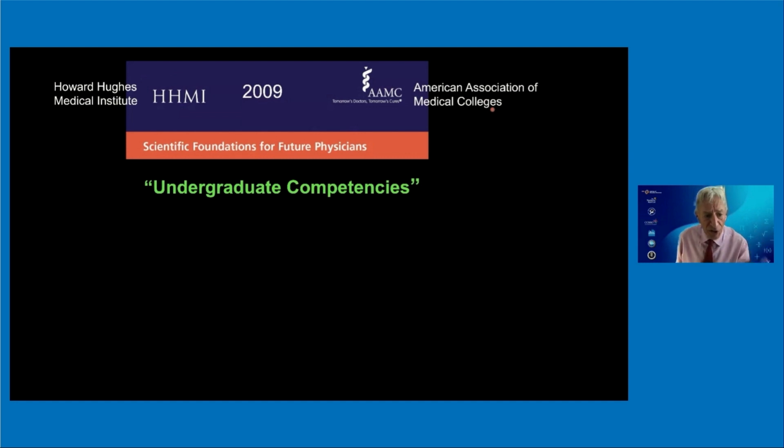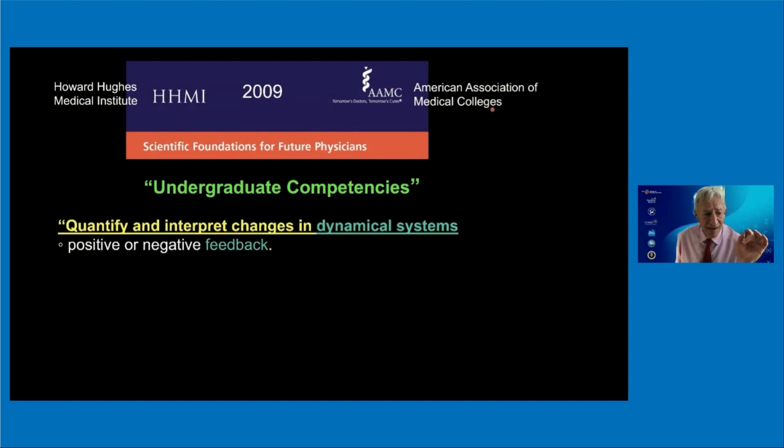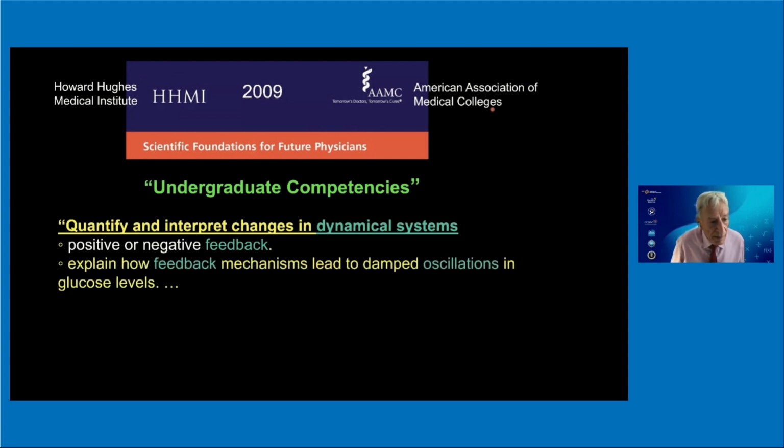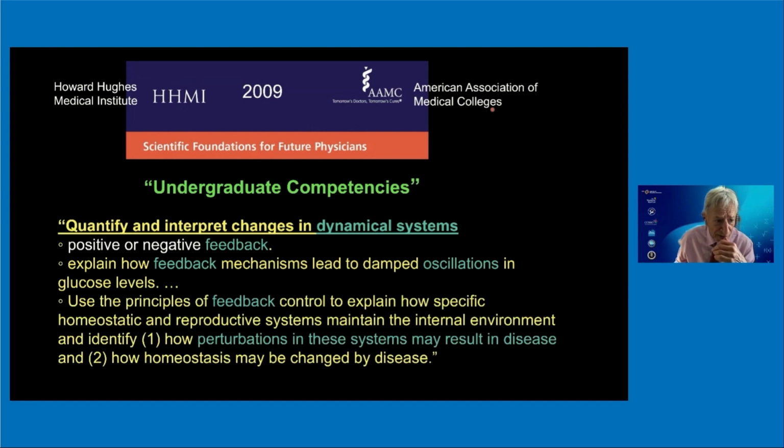They want certain undergraduate competencies. The first of them is that students be able to quantify and interpret changes in dynamical systems involving positive and negative feedback. They want the student to be able to explain how feedback leads to oscillations, for example, in glucose levels. They want the student to be able to use the principles of feedback control to talk about health and disease. So this is the medical schools talking. They want feedback and dynamics.